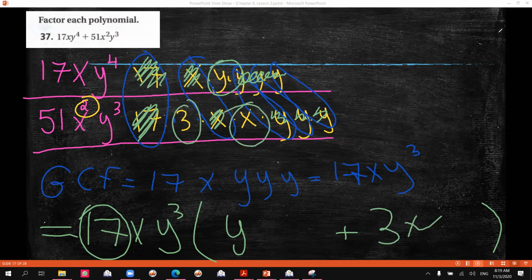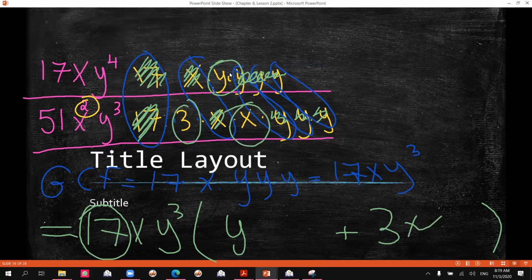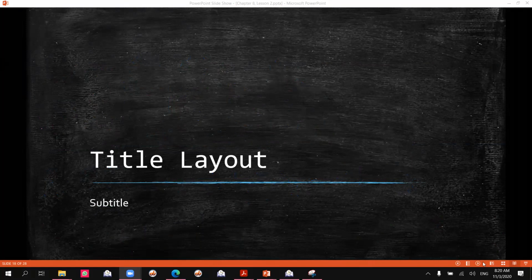So after I factorize it, I have to say that 17xy raised to the power 4 plus 51x squared y cubic is factored to be 17xy cubic times (y plus 3x). Is it clear? Yes. Now, shall we use another example? Or is it clear, Khaled? Can you give us another example? Okay.